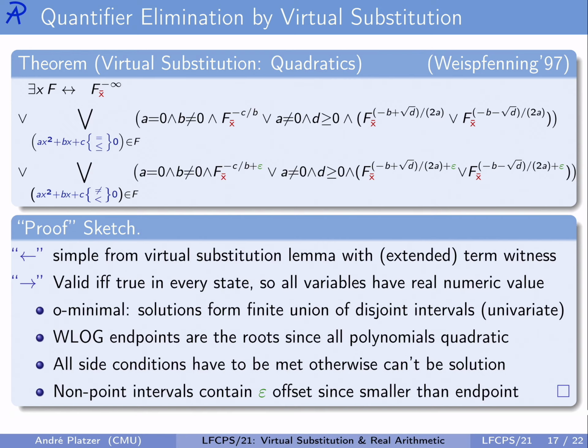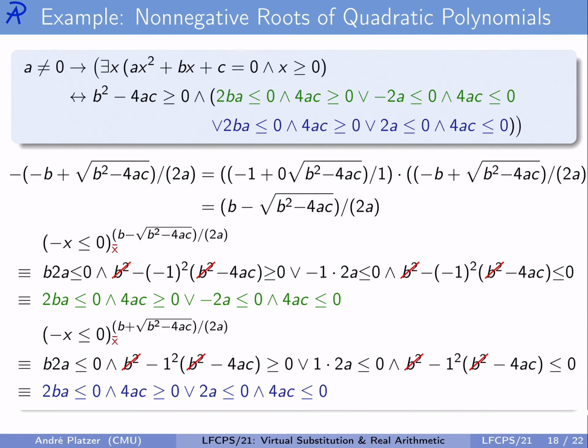And then, whenever you have a non-point interval, it also contains the epsilon offsets, because this rubber band number is always a bit smaller than whatever endpoint we could have chosen. So whatever is the next endpoint for the polynomial where one of the polynomials changes sign, the epsilon is always just small enough to fit into this. This is the proof sketch of intuition for this. Let's use it.